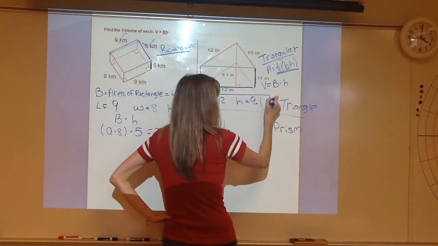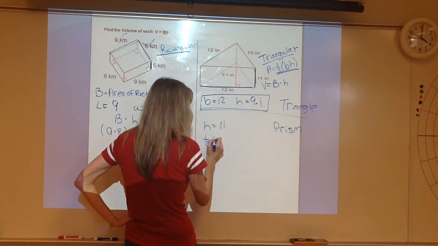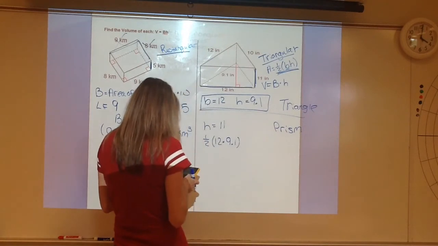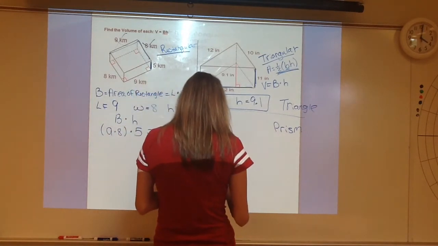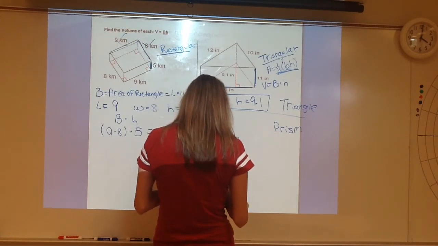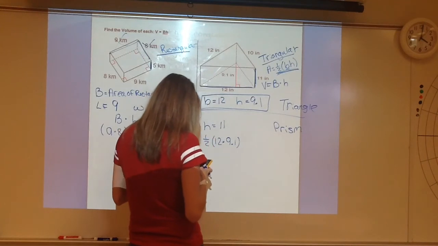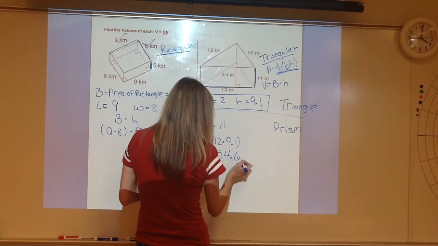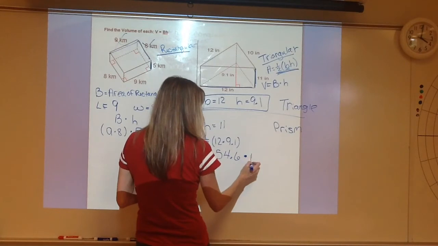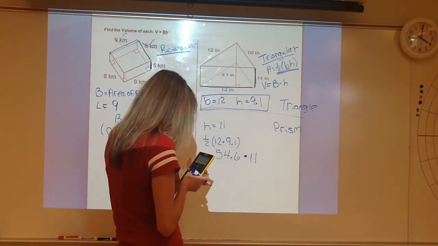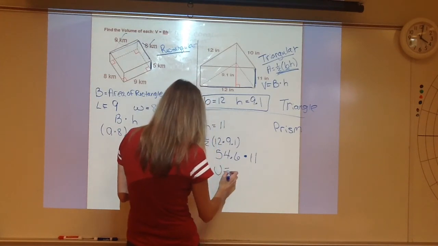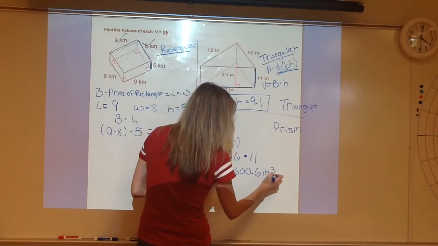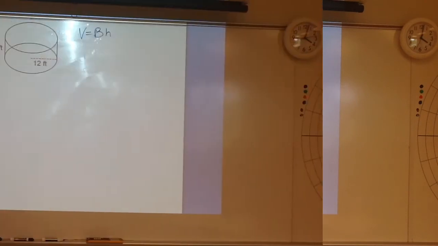The first thing that I want to do is find this area of the triangle, which is 1/2 base times height of the triangle. And I'll put that in. And so that gives me 54.6 times the height of the prism. So times 11. So the volume of this triangular prism is 606 inches cubed.